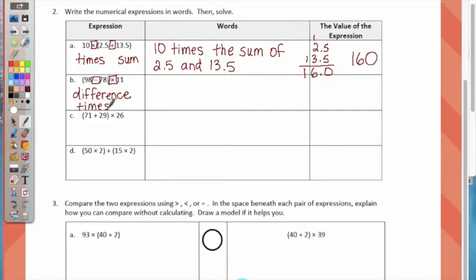So what do I start with here? The difference. And if you don't know how to spell difference, look back at the third one on the front. What comes next? Between. The difference between 98 and 78 times 11.